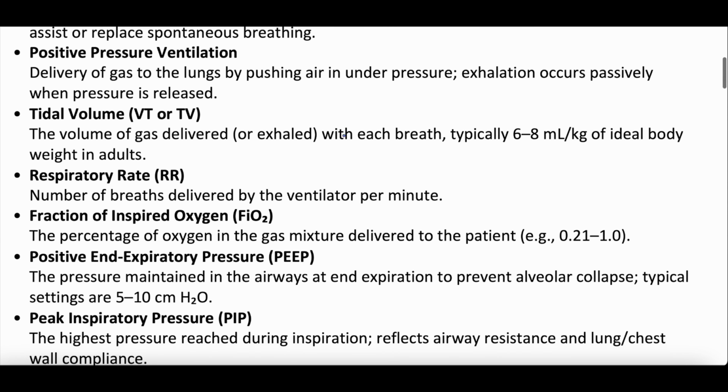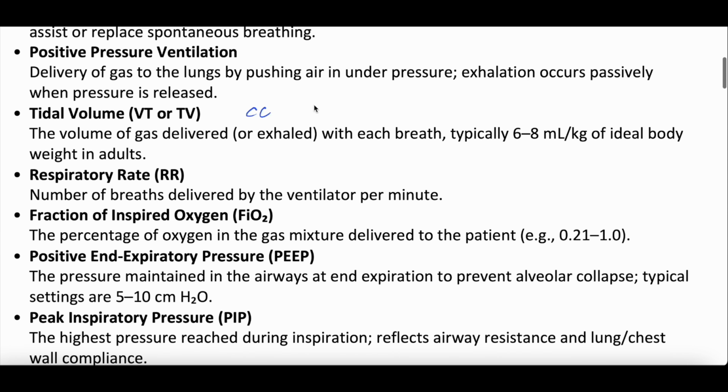All right, tidal volume. The tidal volume is the actual cc's of air that is being delivered with each breath. It's usually abbreviated TV. So it's the volume of gas delivered with each breath. And on a ventilator, we're typically targeting 6 to 8 cc's per kg of ideal body weight in adults. The ideal body weight is something you have to calculate based on height. This isn't their actual weight.